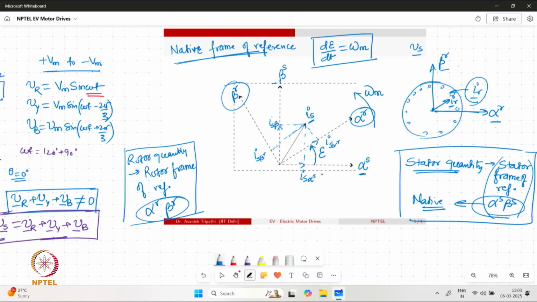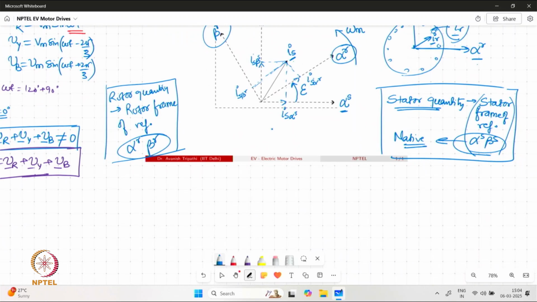So to make it correct, the previous one I can write as is alpha s, is beta s. Now, of course, we are referring to the same vector. We are not changing the vector. We are only changing the frame of reference, which means that is alpha, is beta. This is how we are representing the vector in the alpha s beta s frame of reference.